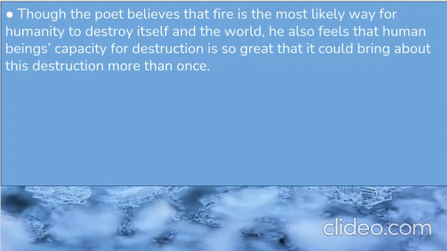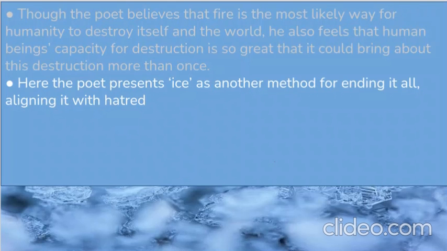So what the poet explains here is that though the poet believes that fire itself is most likely the way to destroy humanity, he also feels that human beings are so capable of destruction that they can bring destruction more than once also. If they destroyed the earth once, they will bring it one more time.